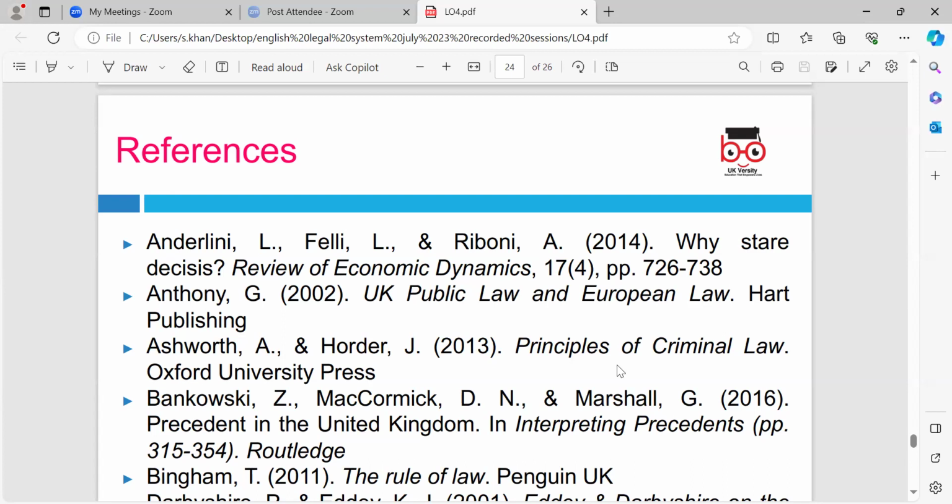And the main element of it is that it provides consistency in decision making within the law, and ensures fairness for each individual case. Using the doctrine of judicial precedent helps to come to the best and fair decision in regards to an individual case. So now we've finished the session, and this was Learning Outcome 4.